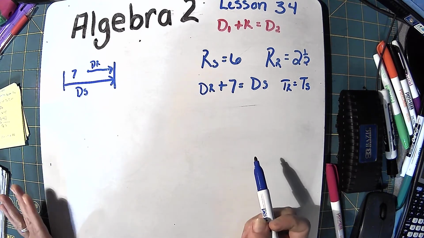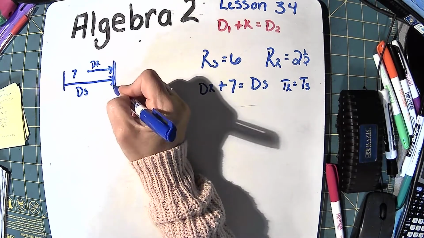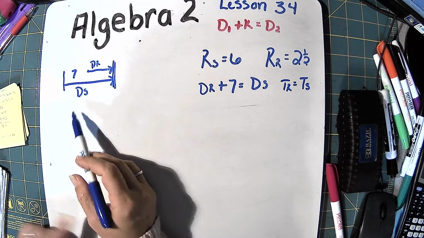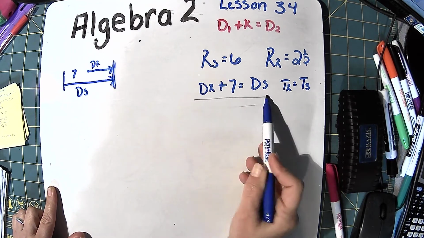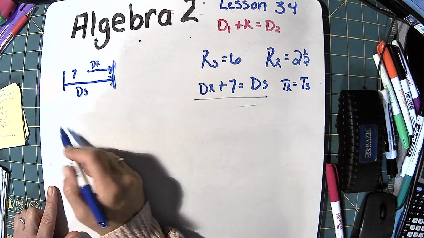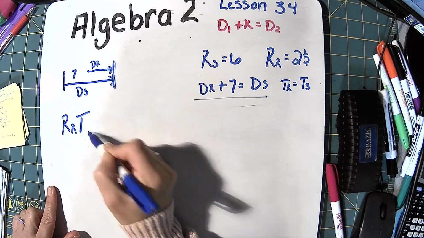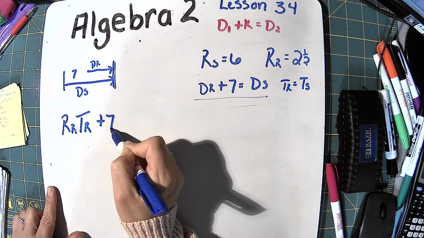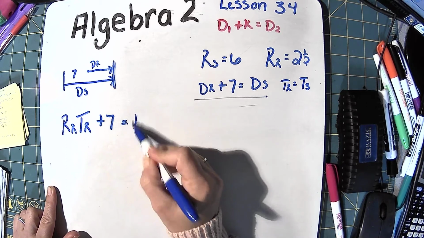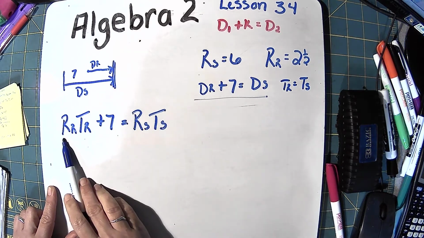Okay, now we've got to figure out how much time it was before they both got to here. It's the same amount of time from there to there. So we're going to take this equation right here, and we're going to substitute that out with rate times time. So the distance of Robin would be the rate of Robin times the time of Robin plus 7 equals the distance of the sheriff, which would be the rate of the sheriff times the time of the sheriff. Now we just got to fill these variables in.